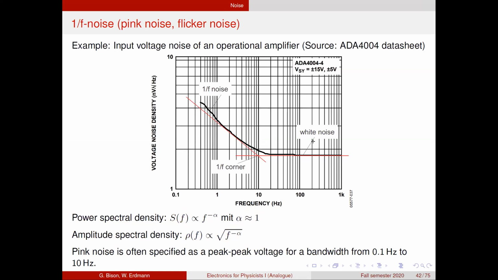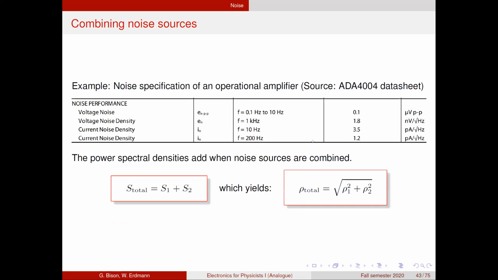Now the white noise is easy to specify. We just have to give one number since it does not depend on frequency. In order to specify the 1/f noise, typically what people put in data sheets is if you integrate this noise in a bandwidth from 0.1 Hertz to 10 Hertz. So this is pretty much the region in the spectrum that is dominated by 1/f noise, and then you convert that into a peak-to-peak voltage using the formula that this is equal to 6 times the RMS voltage. And this is what you find in the datasheet of the same op-amp.